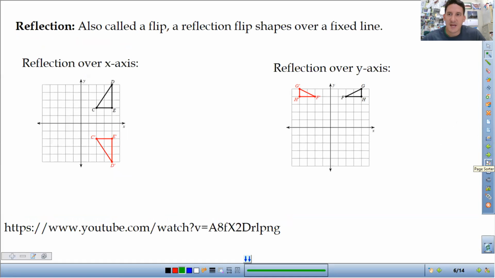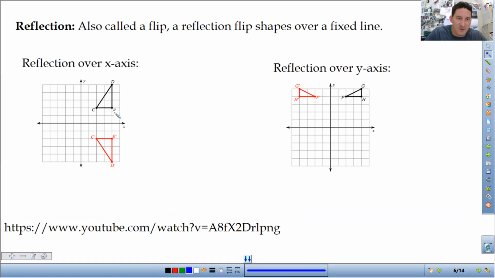Next one we're talking about is a reflection. It's just the shape getting flipped over. We're just going to be dealing with an axis, the X or Y axis. It just gets flipped over a fixed line. So you can see here, D gets flipped. This is over the X axis. It goes all the way over down to here.